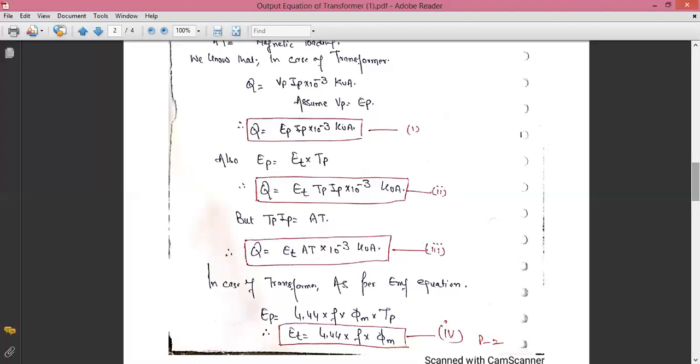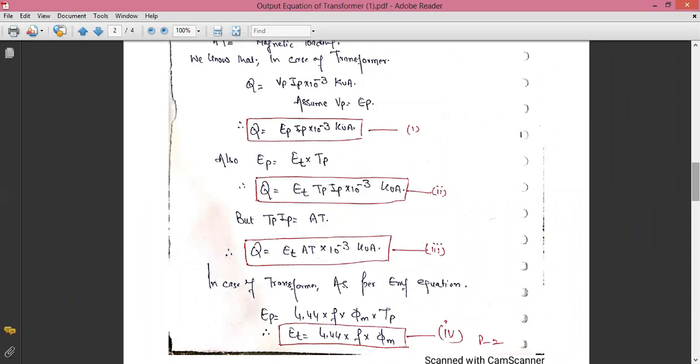Now it should be written down that we know that in case of a transformer, Q is equal to Vp Ip into 10 raised to power minus 3 kVA. This is the equation for the transformer, that the output of the transformer Q is equal to Vp, that is the primary side phase voltage, into Ip, that is the primary current, into 10 raised to power minus 3. And this is called equation number 1.